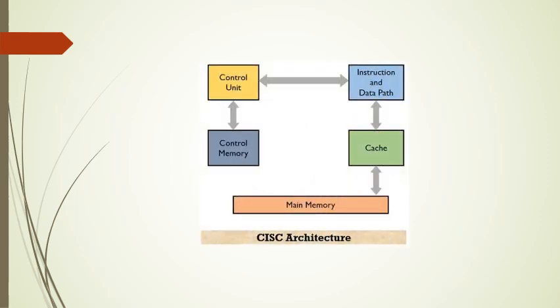The architecture of CISC is given as follows. Here the main memory is directly connected to the cache memory, and the cache memory is connected to the instruction and data path. In turn, the instruction and data path is connected to the control unit, and the control unit is connected to the control memory. So this is the simple architecture of a CISC.